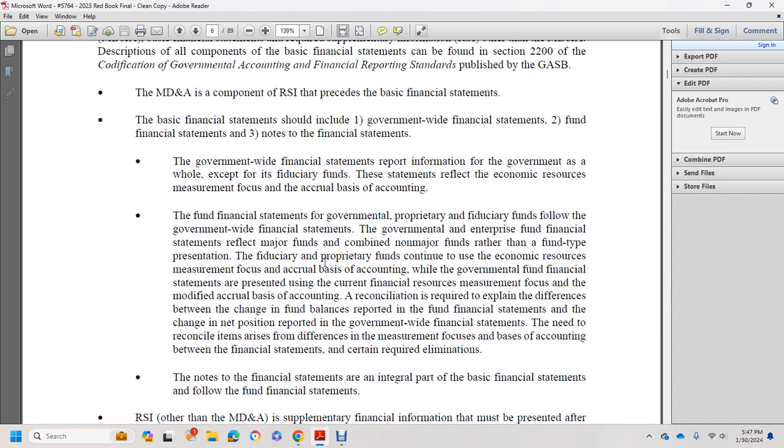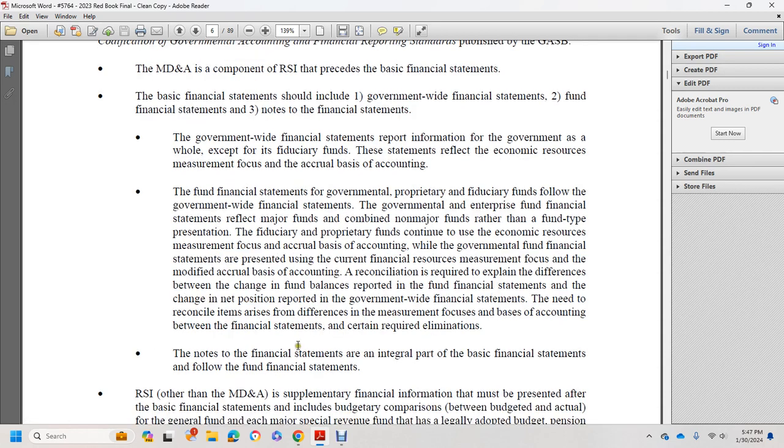Fiduciary and proprietary funds continue to use the economic resources measurement focus and the accrual basis of accounting, while the governmental fund financial statements are presented using the current financial resources measurement focus and the modified accrual basis of accounting. A reconciliation is required to explain the difference between the change in fund balances reported by the fund financial statements and the change in net position reported for the government-wide financial statements. These reconciling items arise from the difference in the measurement focus and basis of accounting between the financial statements and certain required eliminations.